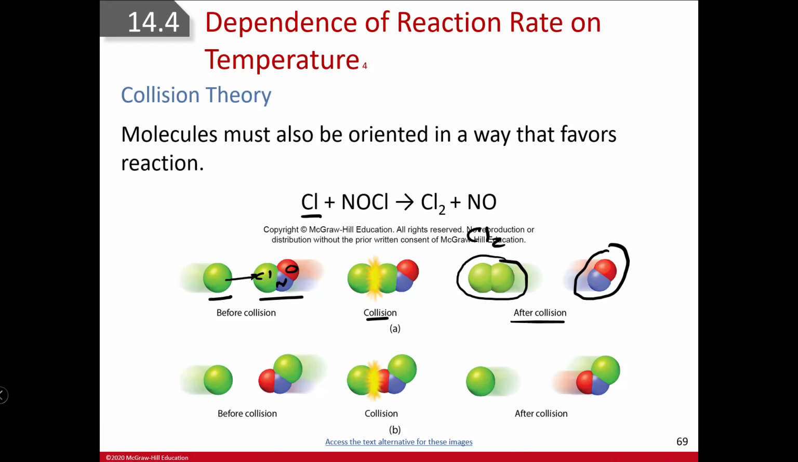But we could also have this happen. The chlorine monatomic atom does not have enough kinetic energy when it collides, or it's the orientation in this case. If the chlorine collides with the oxygen, nothing happens. So that's about orientation. And so this is an ineffective collision. That's what they're saying. In collision theory, an effective collision not only has to have the kinetic energy, it has to be oriented in a way that favors the reaction.